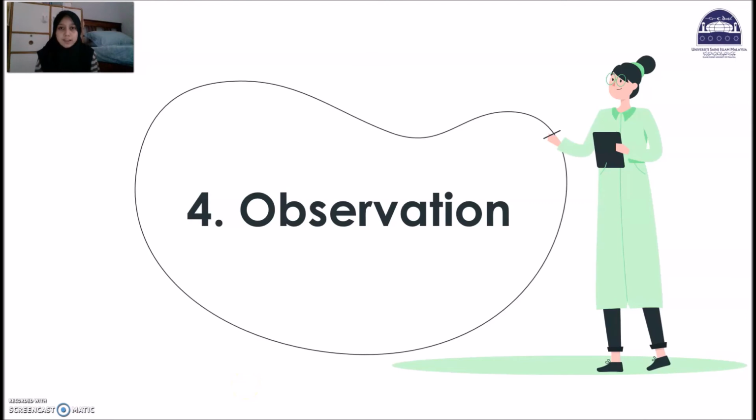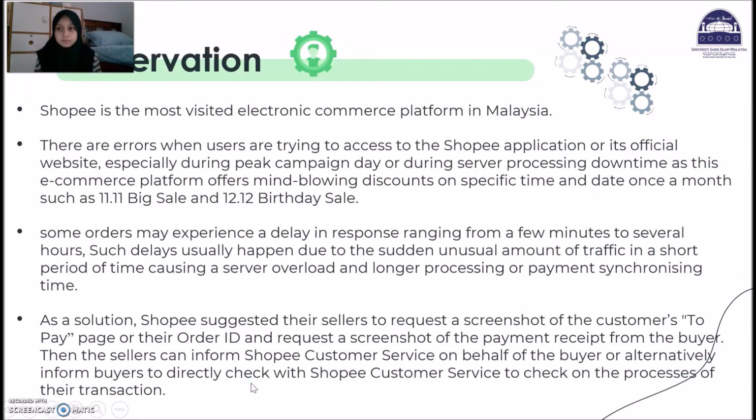As for observation, we choose a platform called Shopee as our example for this issue. Shopee is the most visited electronic commerce platform in Malaysia. There are errors when users are trying to access the Shopee application or its official website, especially during peak campaign days or during server processing downtime, as this e-commerce platform offers mind-blowing discounts at specific times and dates once a month, such as the 11/11 Big Sale and the 12/12 Birthday Sale.